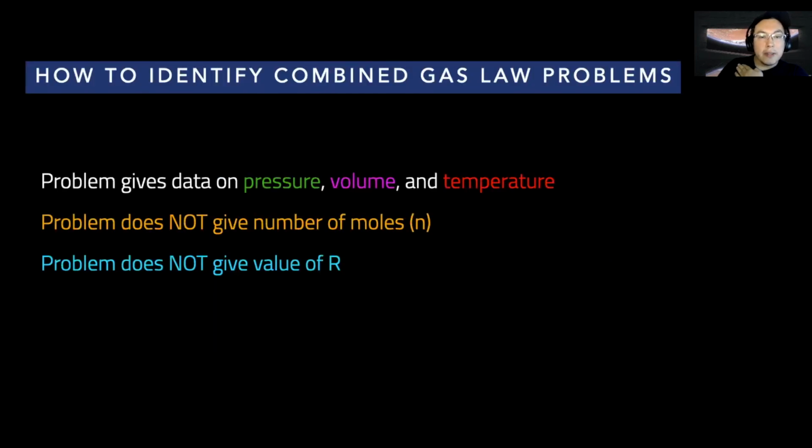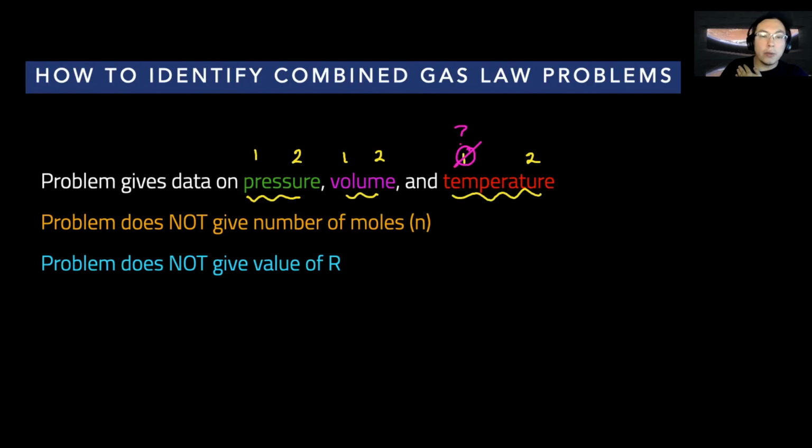So in these cases, you will have values for pressure, volume, and temperature. Same with initial and final. Initial and final, initial and final, right? Only one of them will not be given, right? That would be the question.